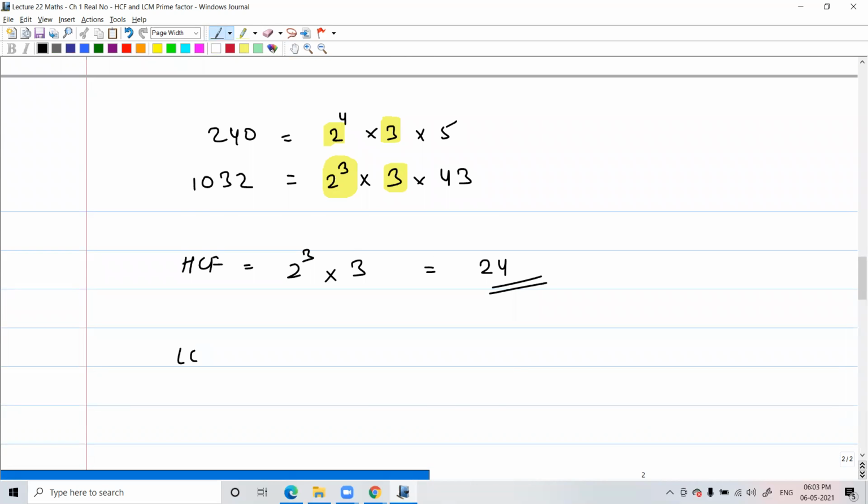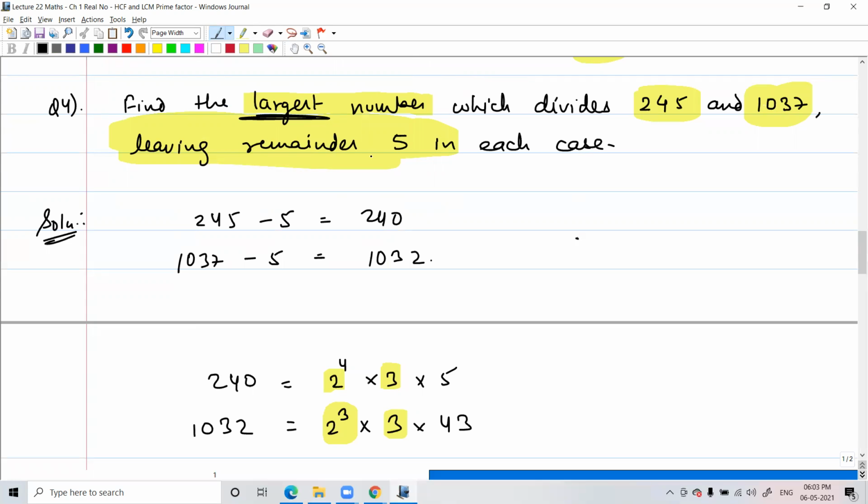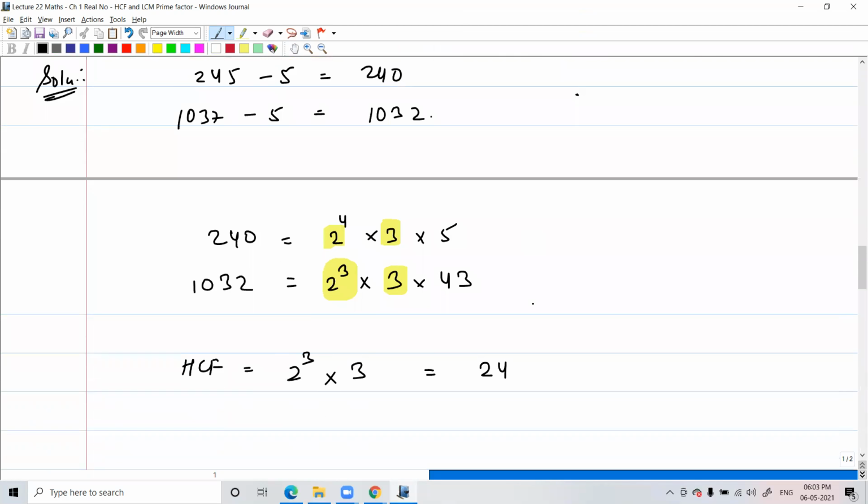Let's move on to the LCM. Now tell me, what about LCM? Sir, but they are asking only the largest common. Oh, I'm sorry. Yes. I went into a flow and I forgot about the question itself. That happens to me also sometimes. So here we just had to find the HCF. No need to find the LCM here. Okay, so HCF is 24.